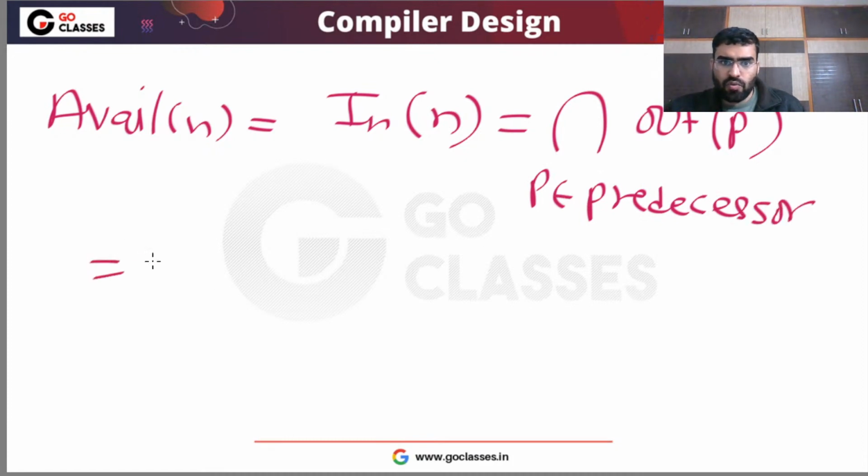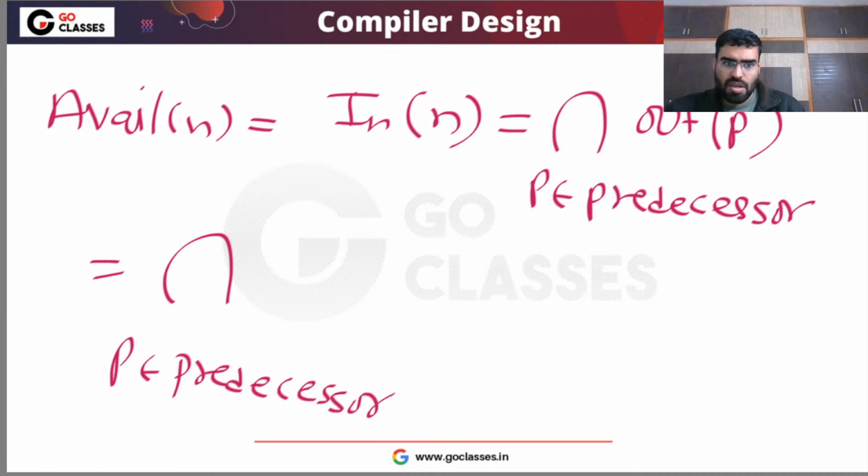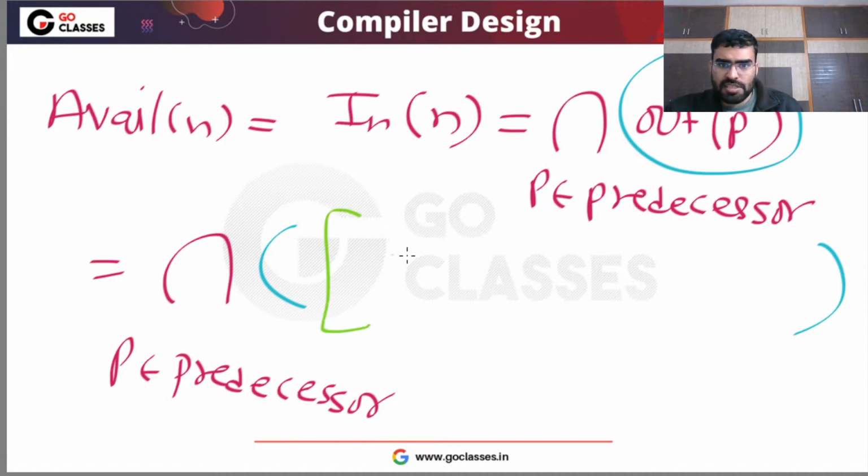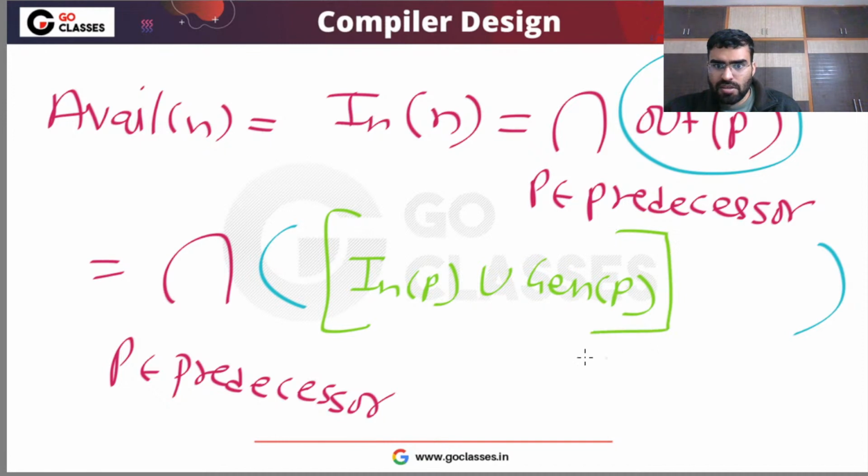Okay, now what is out? This you already know. What is out of the predecessor? Now what is this out of p? This out of p I can very easily write like this. You can notice, this is in of p union what is generated by p, minus what is killed by p. This is your available of n.